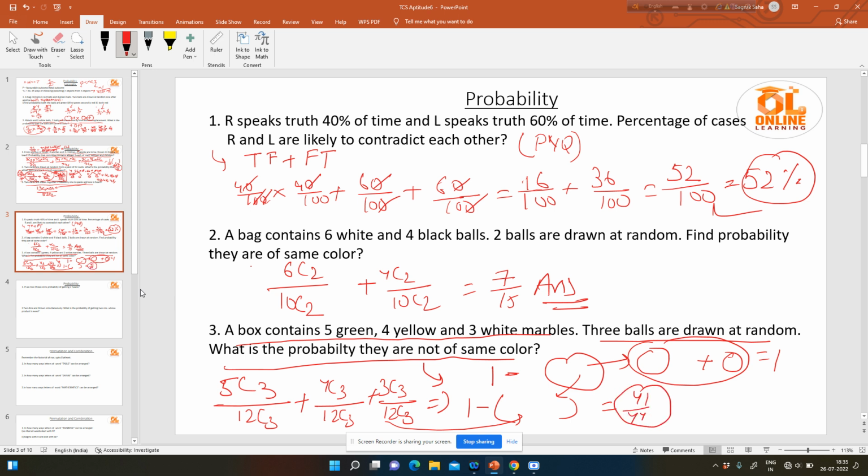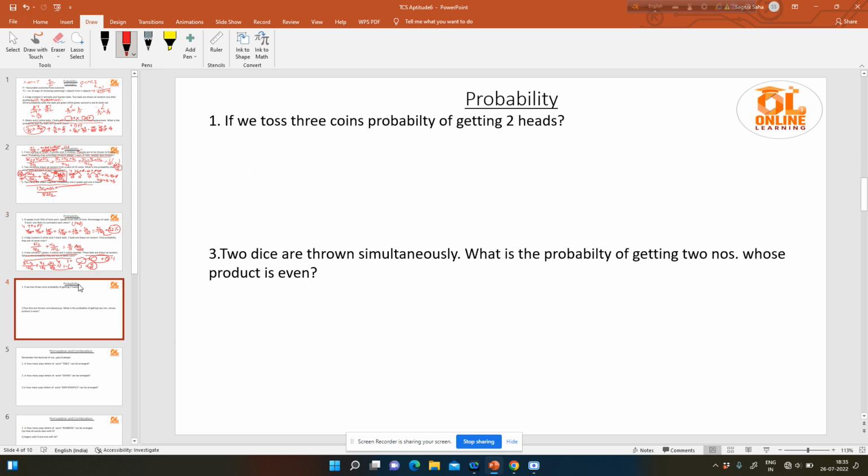I am not doing the calculation because it will waste more time, so I am only telling you the concepts. Please do the calculations at home. If you face any problem in calculation, you can tell me in the comment section. I will give you the answer there. Okay, now let us move to the next question.